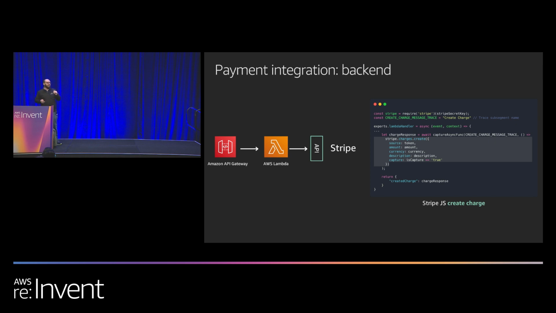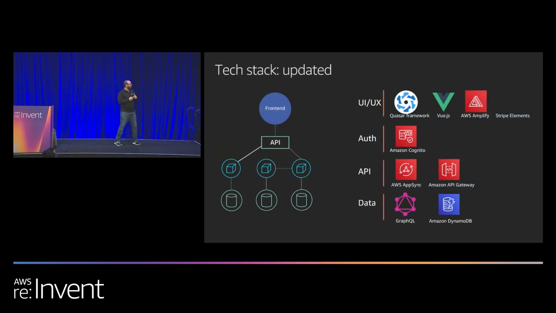If we go back to our list of the tech that we've chosen so far, we will now update that with, hang on, I'll go back there, and you can take a picture. So we've got UI, auth, APIs, and data using GraphQL and DynamoDB. We also use API Gateway not only for Stripe, but other pieces you're going to see in a minute.